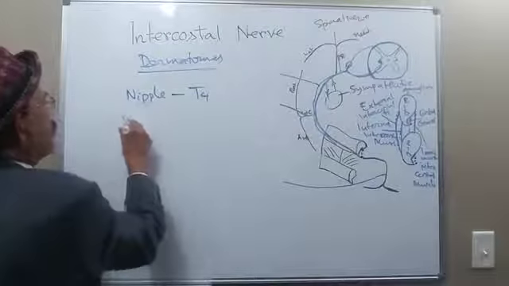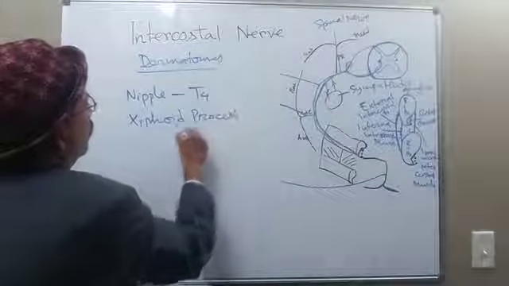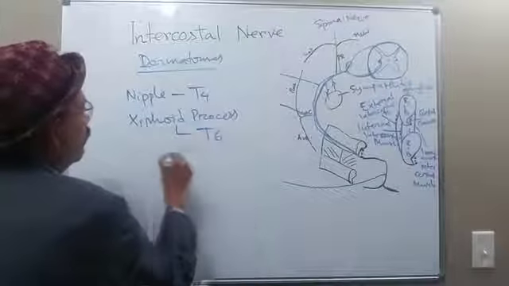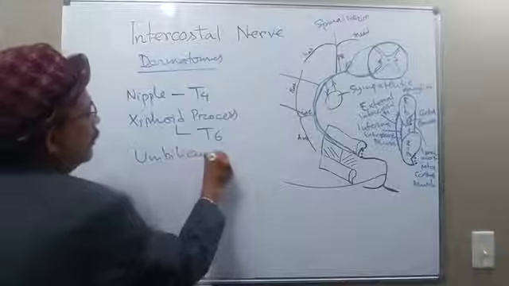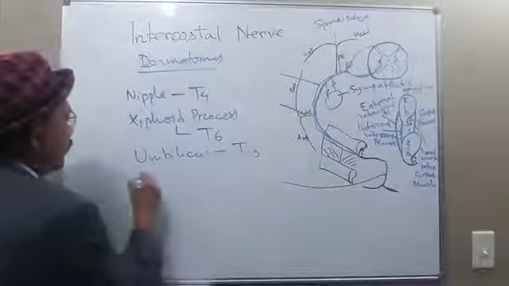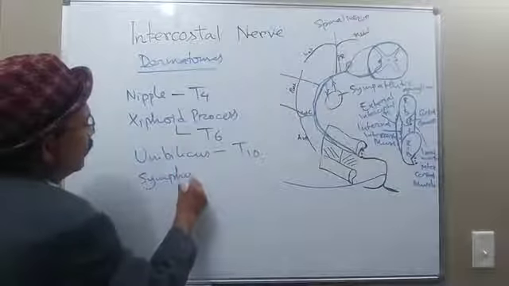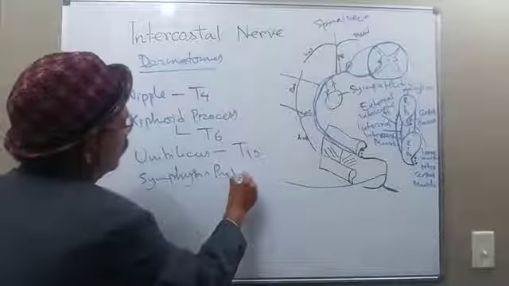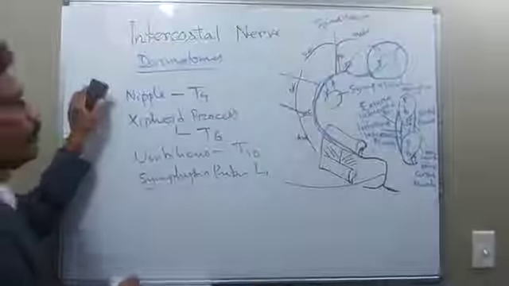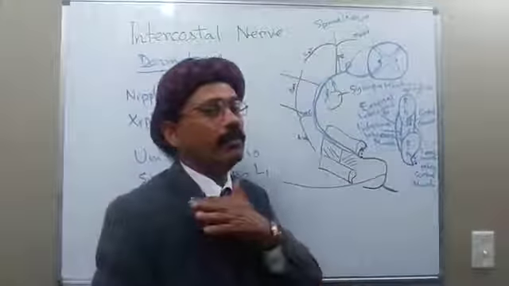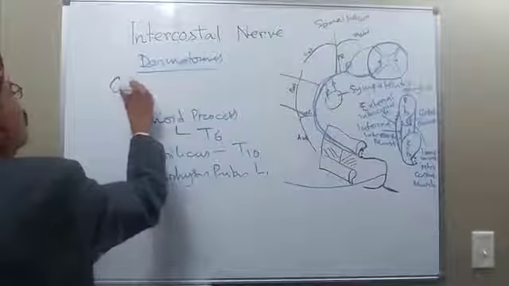Dermatome of the xiphoid process is T6. Dermatome of the umbilicus is T10. Dermatome over the symphysis pubis is L1. You have to know the dermatomes here, and also the cutaneous innervation of the first intercostal space, which is from C3 C4.